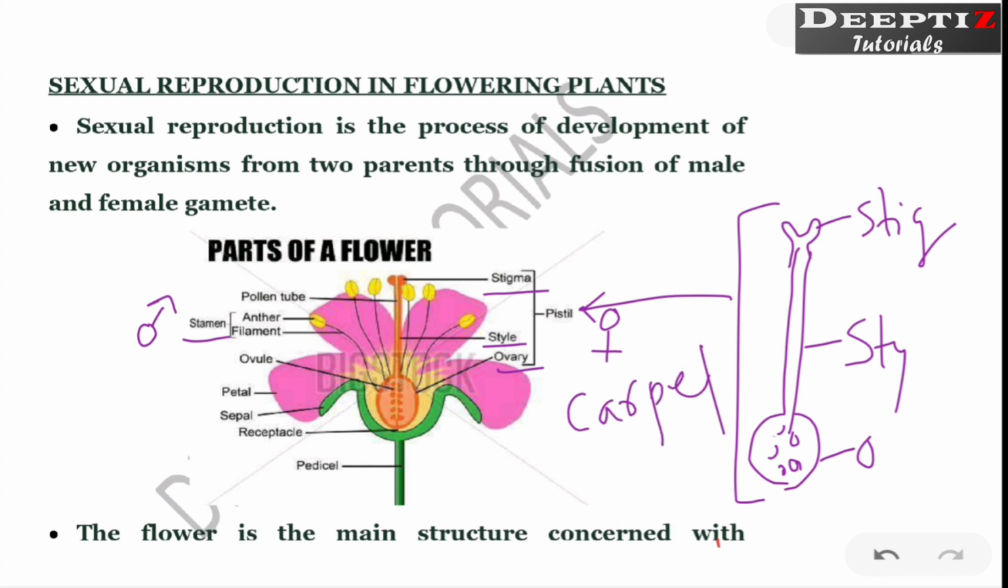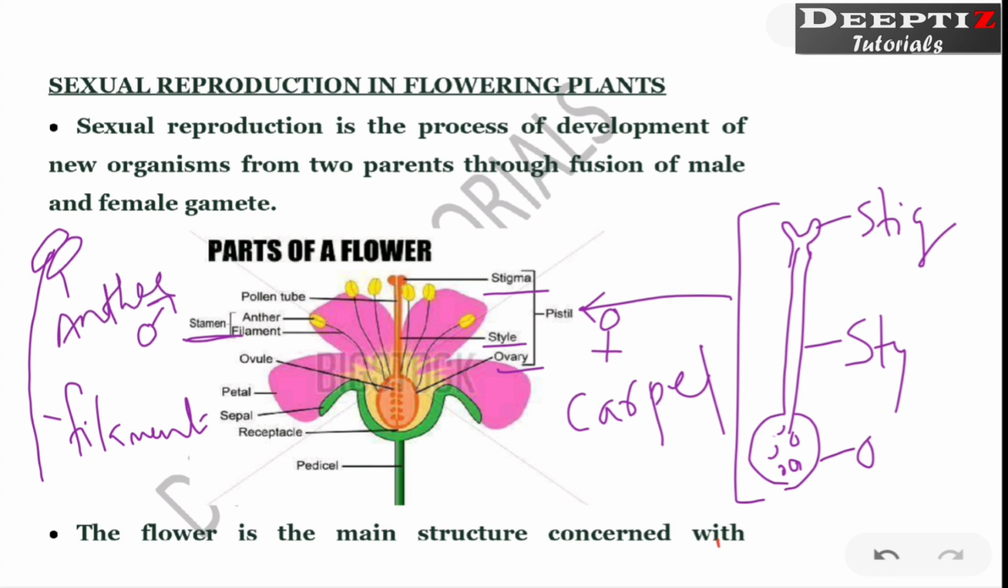Now what about this stamen? Stamen is the male reproductive structure which consists of a long stalk-like structure. We call it the filament. On the top of this filament there is a swollen bag-like structure. We call it the anther. Now what does this anther contain? Anther has these powdery substances. These are nothing but the pollens or pollen grains.